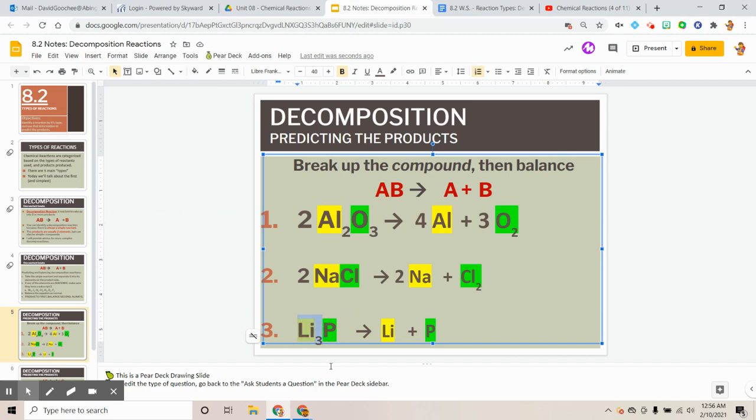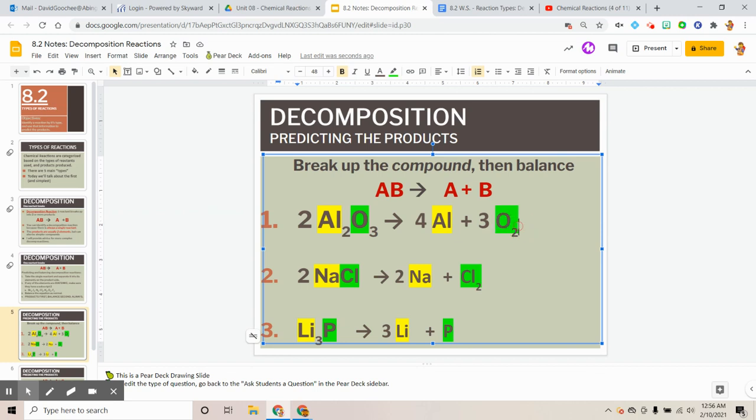We've got 3 lithiums on this side and only 1 lithium on this side, so I'm going to put a 3 in front. Okay, we've got 1 phosphorus on this side and 1 phosphorus on this side. So that's it. They're balanced. This is the balanced chemical reaction. Very good. Okay, now these are your most common decomposition reactions. Again, you have a compound with 2 elements, and all it does is just break down into those elements that make it up. Keep in mind here that you're just writing down the symbols of the elements. You know, Al2O3 breaks down to Al and O.